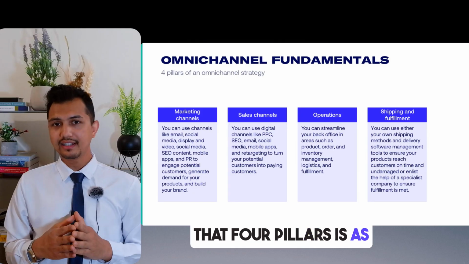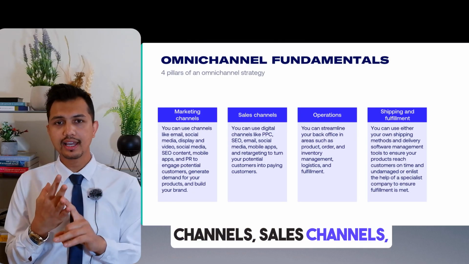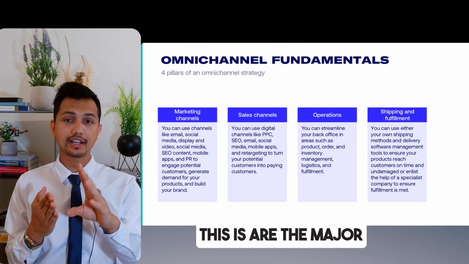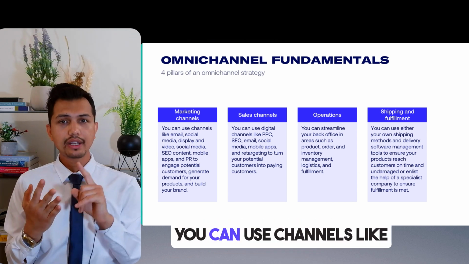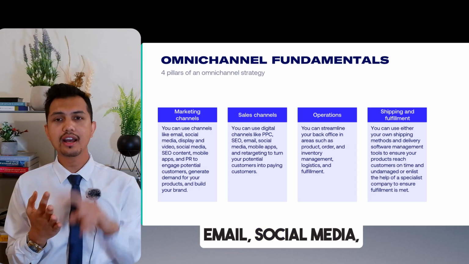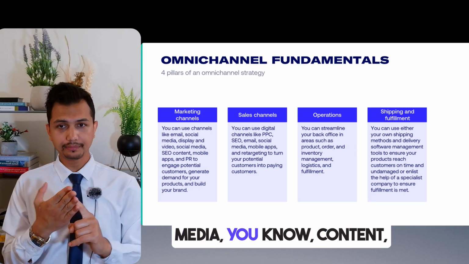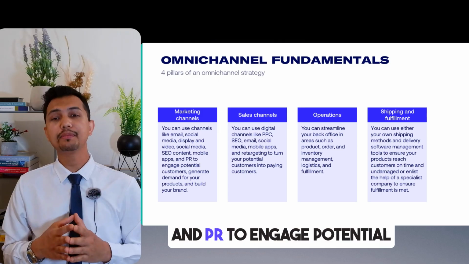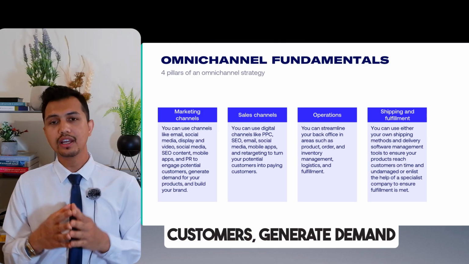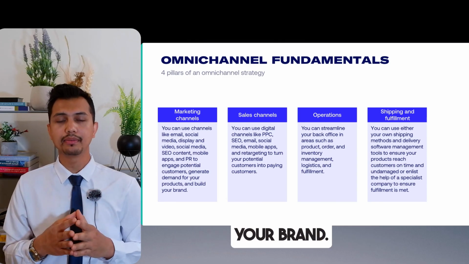Those four pillars are, as you can see, marketing channels, sales channels, operations, and shipping and fulfillment. These are the major pillars of omnichannel strategy. Under the marketing channels, you can use channels like email, social media, display ads, content, SEO, mobile apps, and PR to engage potential customers, generate demand for your product, and build your brand.